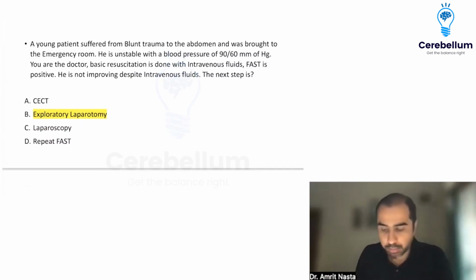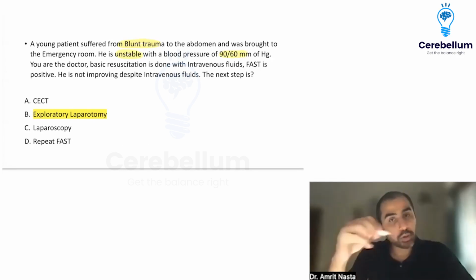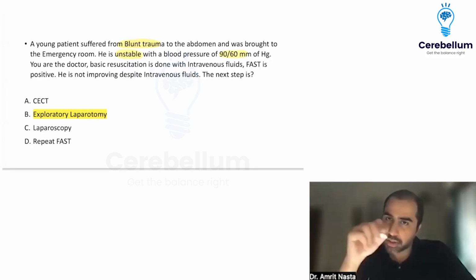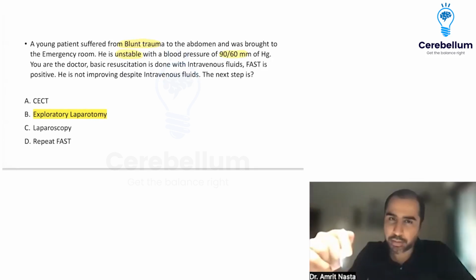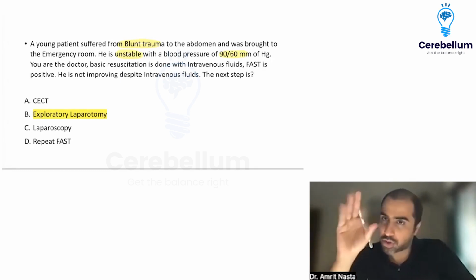Okay. A young patient suffered from blunt trauma. He is unstable, right? Blood pressure is low. This is how you should solve the question. Important things you should just highlight if you have that option. I don't think the computer based test has that option, but focus on the keywords.